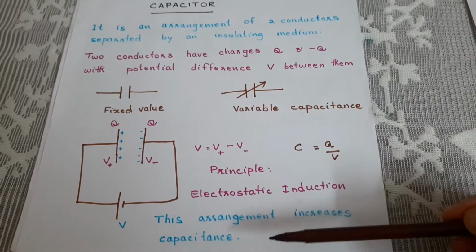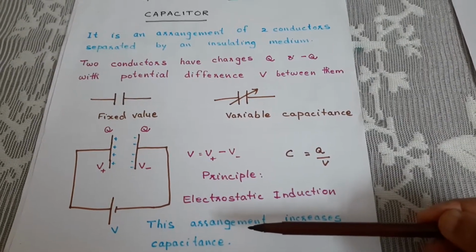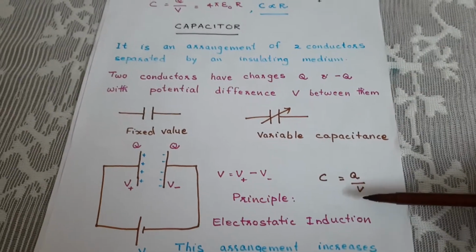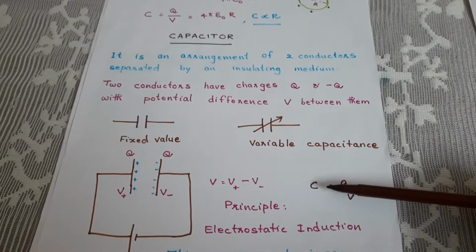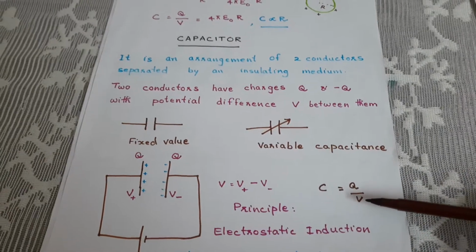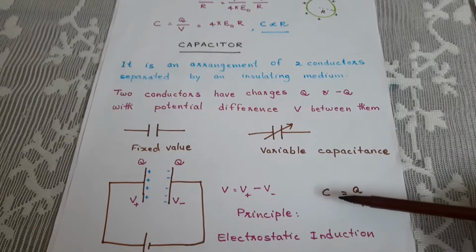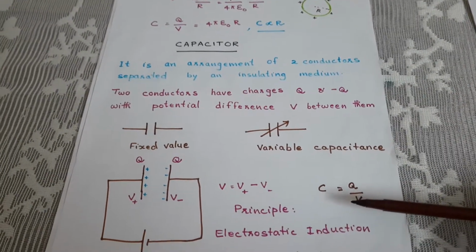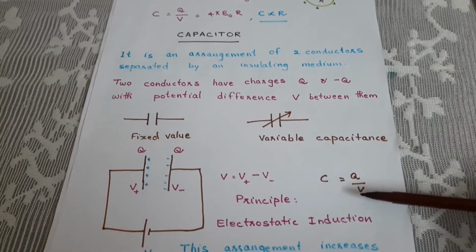This arrangement increases the capacitance of the conductor. The capacitance C is equal to Q by V. As the value of Q increases, capacitance increases. As the value of V decreases, the capacitance increases. Therefore, a capacitor with a large capacitance can hold large amount of charge at a low potential.